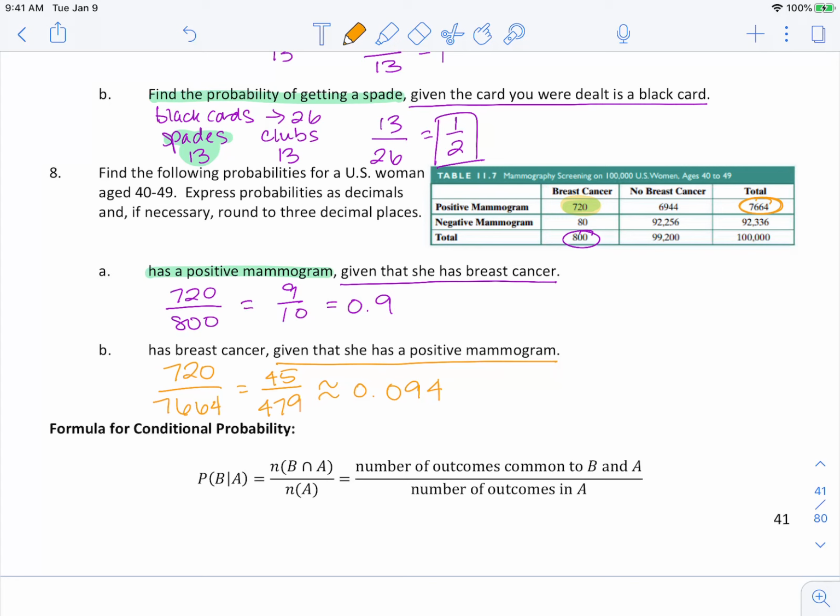This is our official formula for conditional probability. The probability of B given A is equal to the number of outcomes common to B and A divided by the number of outcomes in A. So again, you're always using the A, what you are given, that's always your denominator when setting these up. And that's what we have for today.